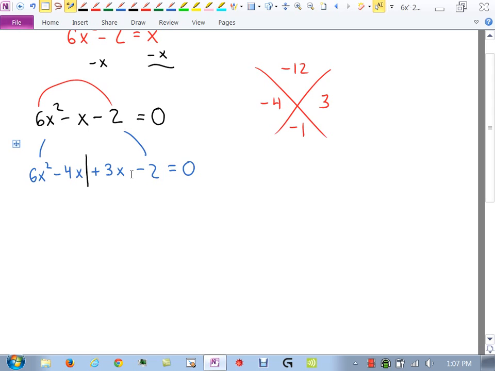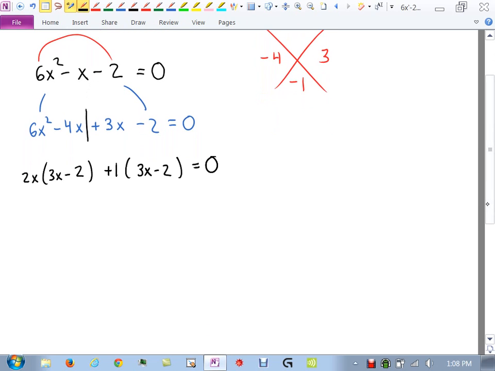Okay, what is my GCF of the first two here? 2x. What's left inside? 3x minus 2. Okay, I need to match that up exactly over here, 3x minus 2. And hey, I have 3x minus 2, don't I? But you always have to put something out in front of this. Remember that? Plus 1. Oh, my equals 0. Don't forget your equals 0 here. All right, pull the 3x minus 2 out. What will be left? 2x plus 1 equals 0.